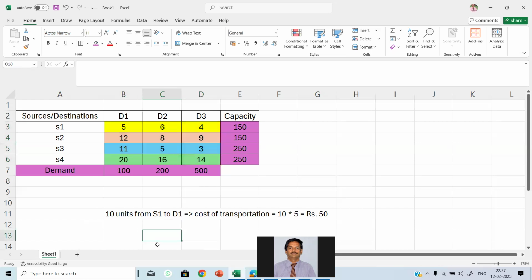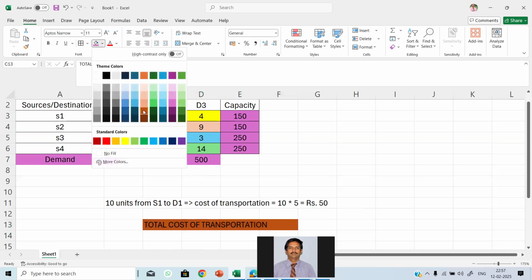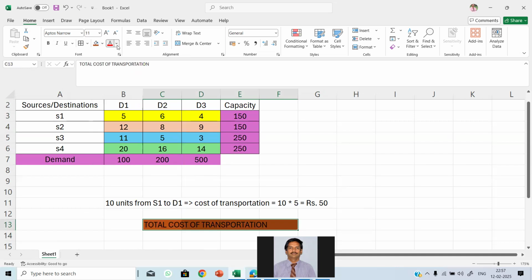So finally, I will get the total cost of transportation. Okay. Now, this total cost of transportation is to be optimized. That means optimizing means I need to get the least. Okay. Got it. So the problem of transportation means you need to minimize the total cost of transportation by optimum allocation of the resources, right?